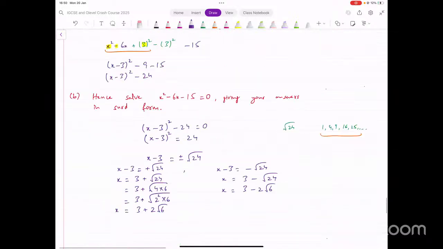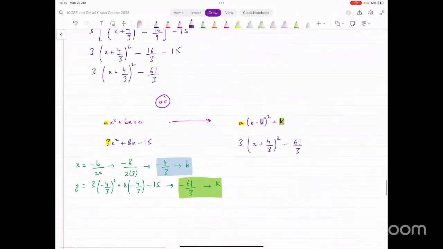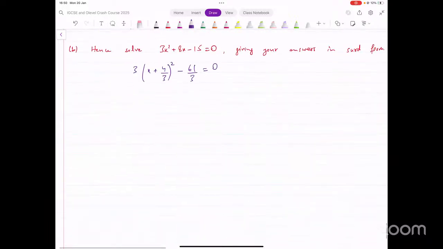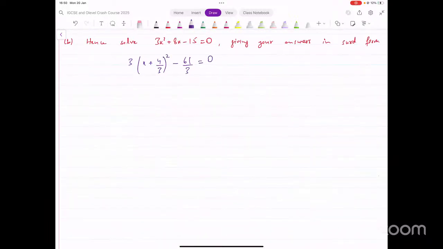Okay. And now what we've got to do is, we have to make x the subject. Now, how is that going to work? You take 61 over 3 to the right side. So it becomes 3 into x plus 4 over 3 whole squared equal to 61 over 3. Okay, now you have to make x the subject, remember. You divide by 3 on the other side. x plus 4 over 3 whole squared equals 61 over 9 when you divide by 3 on the other side.